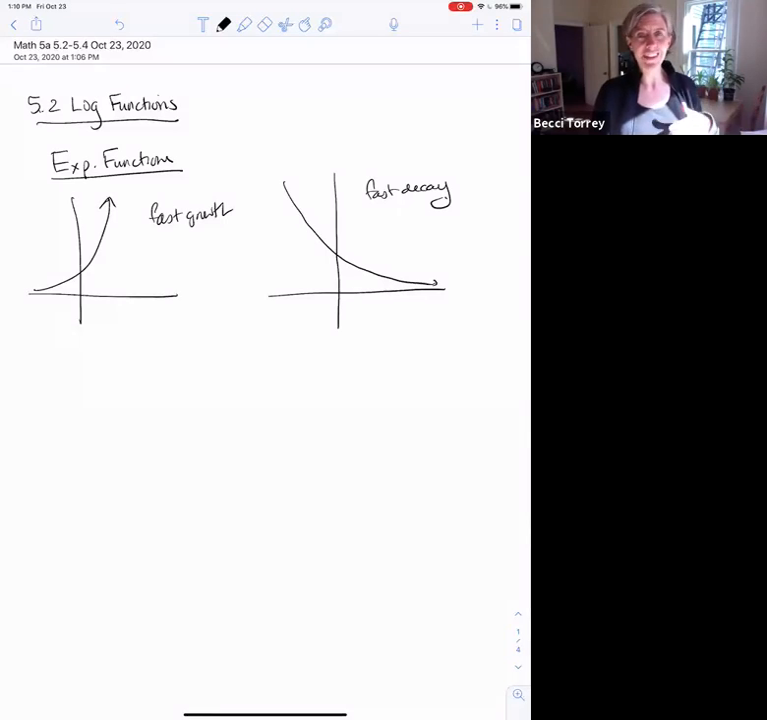We're used to people saying, oh, this thing grows exponentially, meaning very fast. And sometimes they mean technically exponential, sometimes they just mean fast. But there are other ways things can grow. They don't have to grow really fast like that. You might have something that grows slowly. And that's what log functions do.